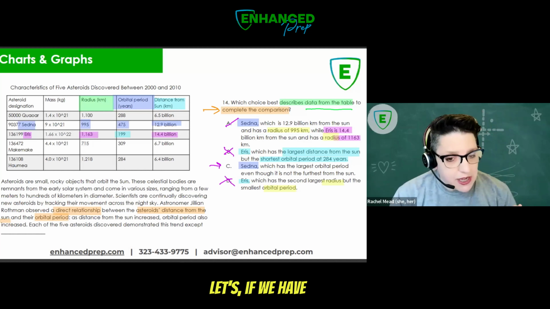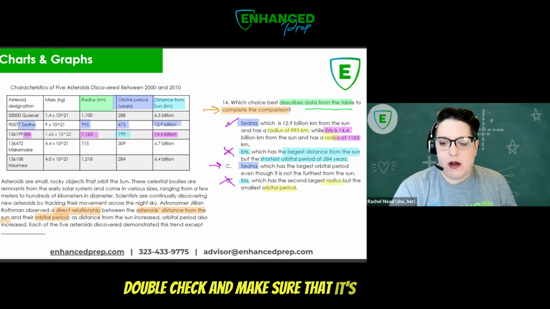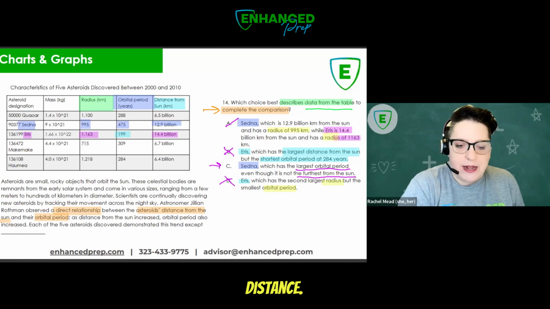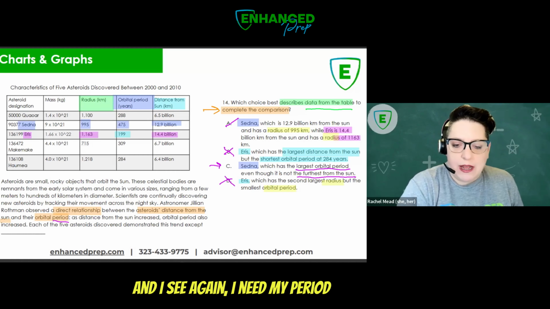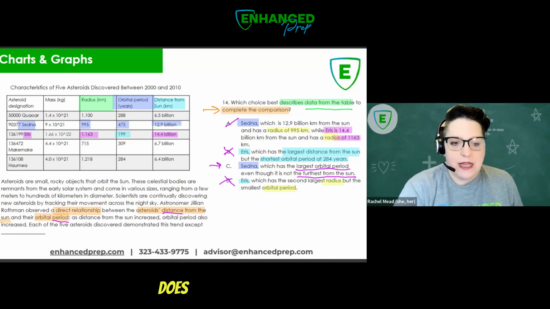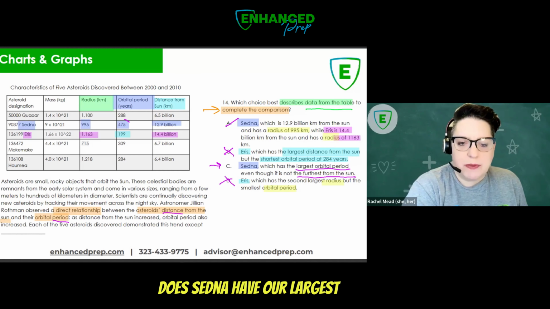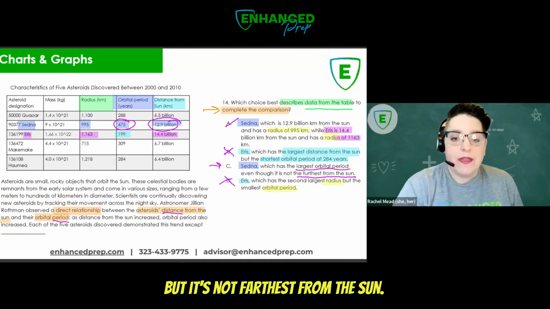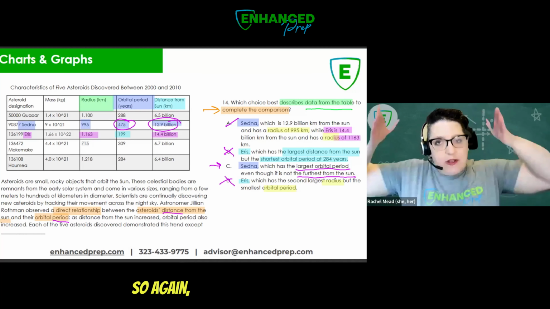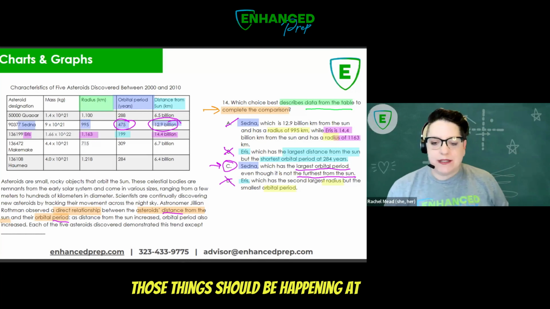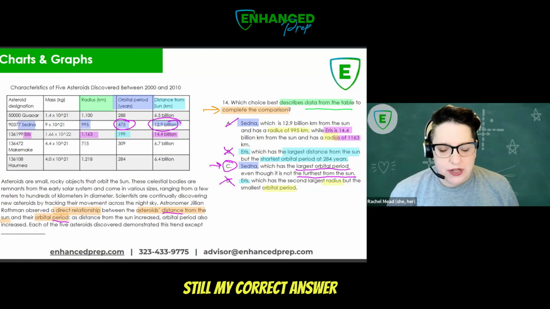Let's, if we have time, double check and make sure that it's talking to us about the correct relationship. It's talking to us about the period and the distance. And I see again, I need my period and I need my distance. And it says they should be doing the same thing. Does Sedna have our largest period? Absolutely, but it's not farthest from the sun. That is also true. So again, if it's a direct relationship, both of those things should be happening at the same time. So my correct answer is C.